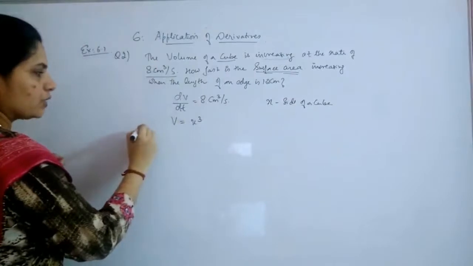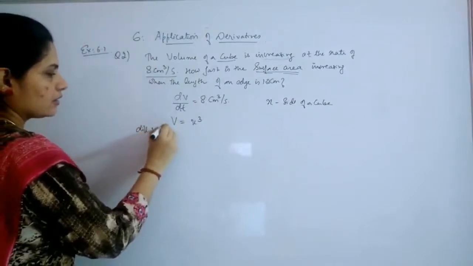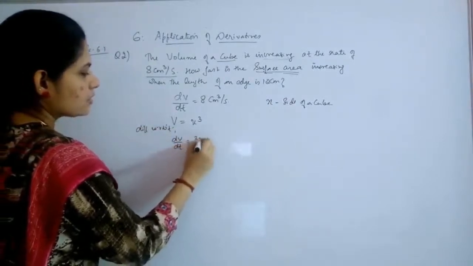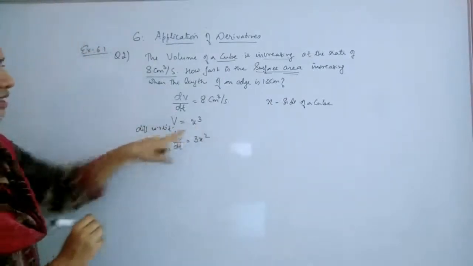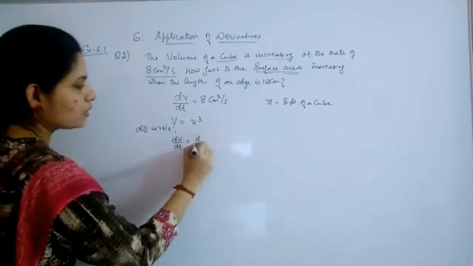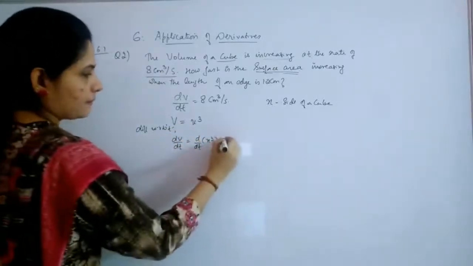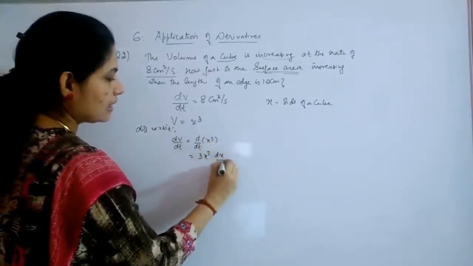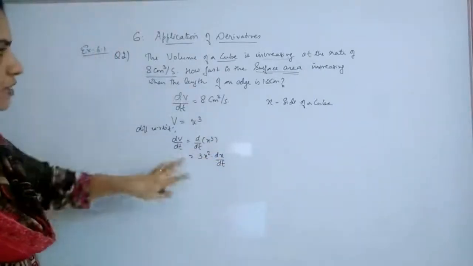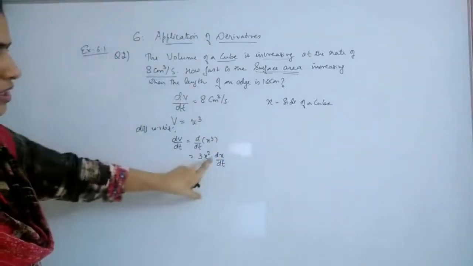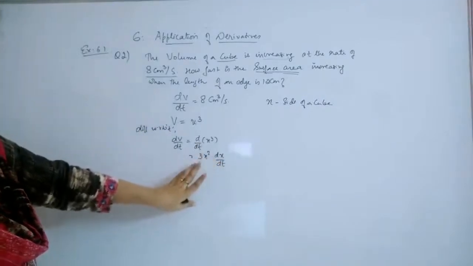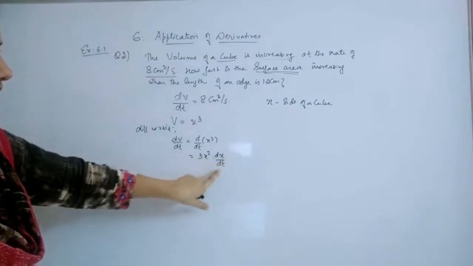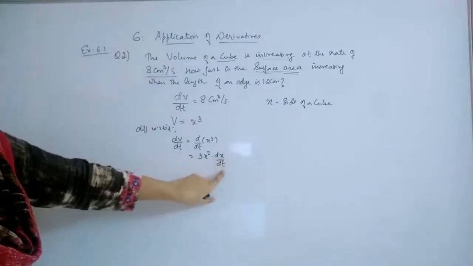Differentiating both sides with respect to t, you will have dV by dt is equal to 3x square, that is you are differentiating x cube with respect to t, so that you will get 3x square into dx by dt. If it was with respect to radius in the other question, you were just differentiating that and keeping it like that, but here it is with respect to time, so you are differentiating x also with respect to t. That is your chain rule.